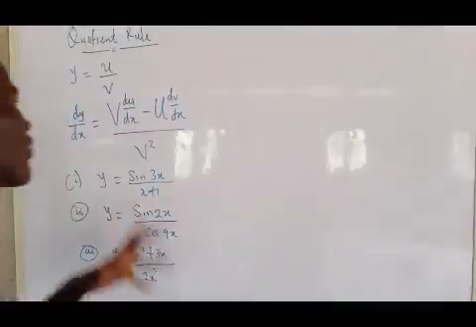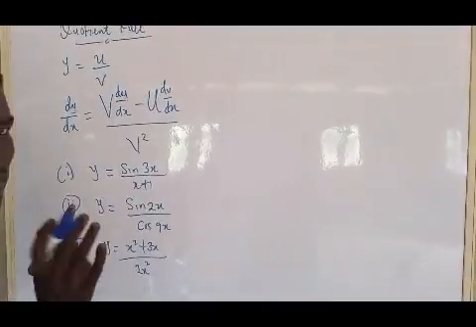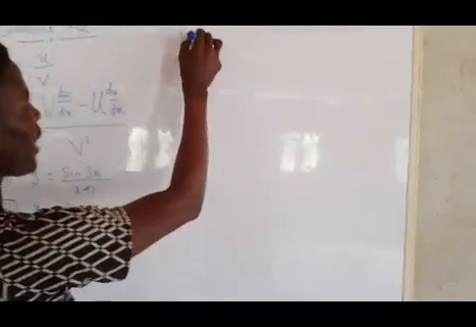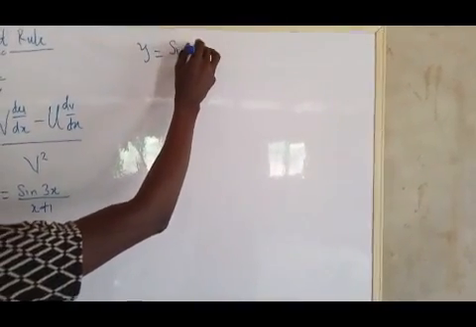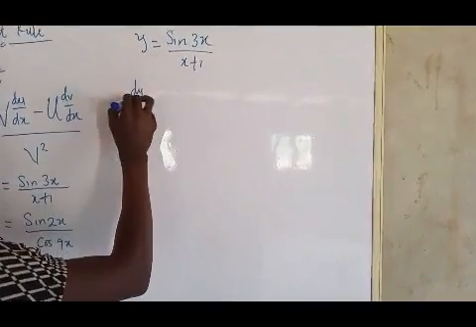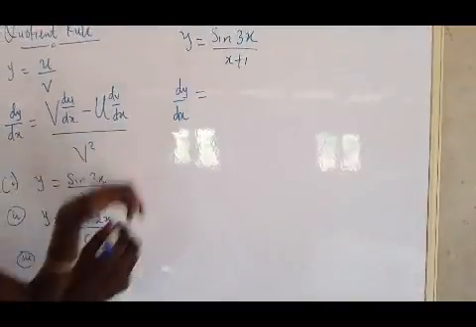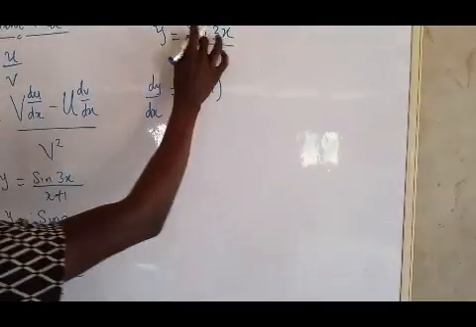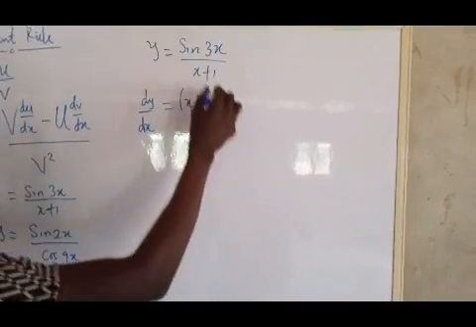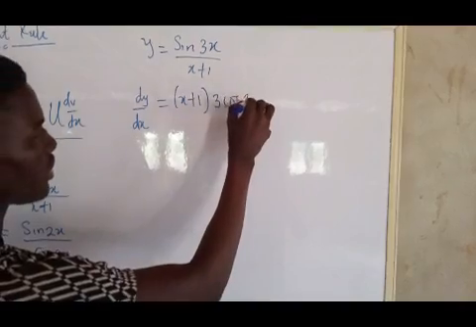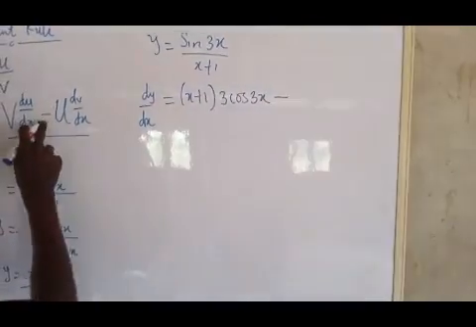All right, so let's quickly check through this example using the shortcut, this formula. The first example: we have y equals sine 3x over x plus 1. So my dy/dx is, look at the formula, v, so v is x plus 1. Then du/dx, differentiate using the chain rule. If you differentiate this, you have what? 3 cos 3x, minus u.